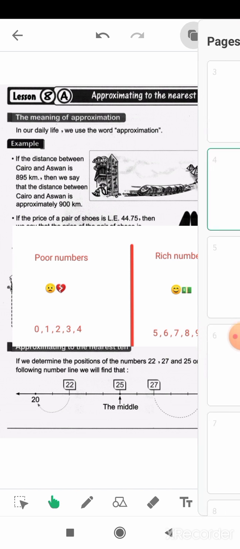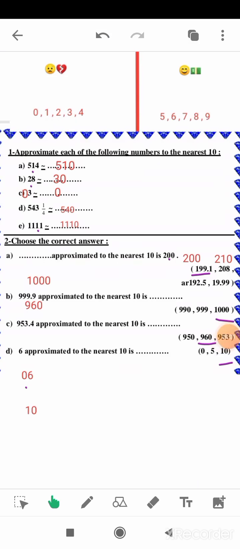Let's see examples in the slides. Approximate each of the following numbers to the nearest 10. I have here 514. To approximate this number to the nearest 10, I will look at the unit digit. The unit digit here is 4. 4 is a poor number, so it will be replaced by 0. So it will be 510. Here we have 28. 8 is a rich number, so it will be replaced by 0 and give 1 to the tens. It will be 30.